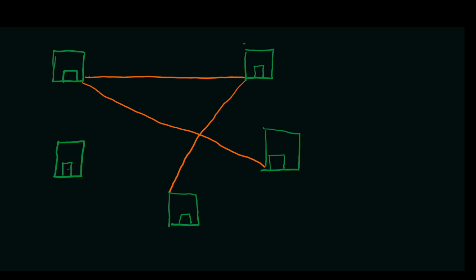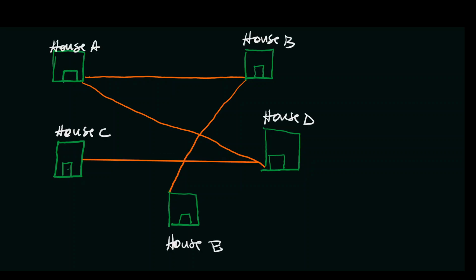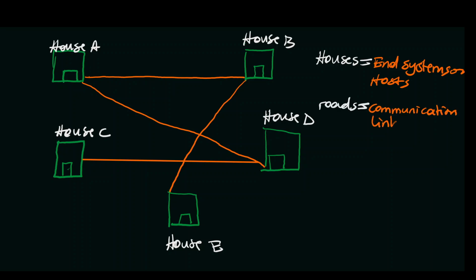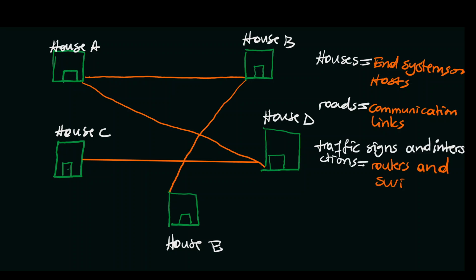Consider an analogy of a city. Let's consider this as our city with houses, roads, traffic signs, and intersections. Take the houses as end systems or hosts, roads as communication links, traffic signs and intersections as routers and switches.